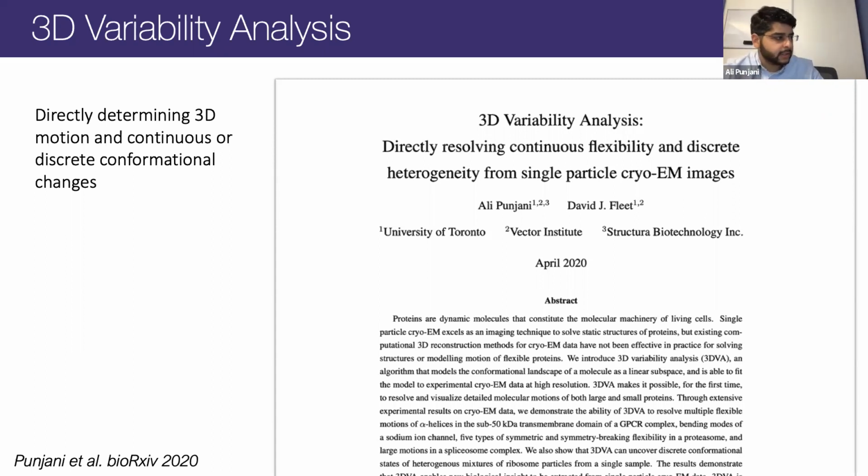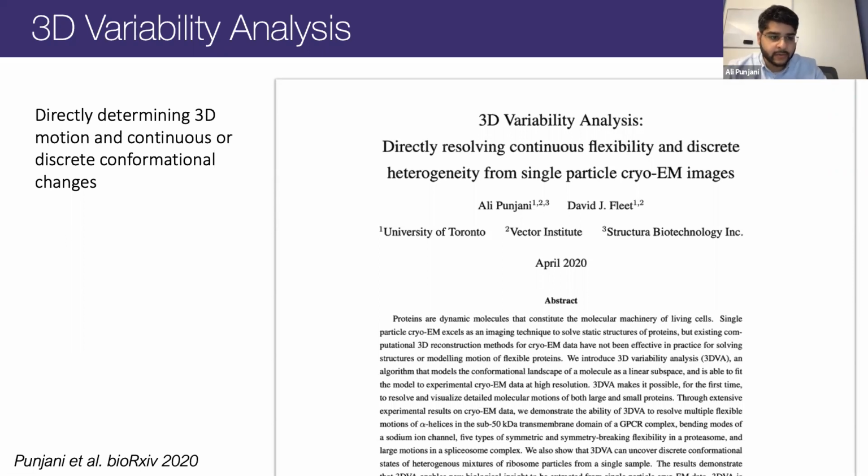I'm going to talk about exactly how it works and how to interpret the results. It's something that takes a little bit of thinking to make sure we understand collectively what it is that 3D variability does, what it models, what it doesn't model, what its limitations are. But overall, the purpose of it is to directly determine and resolve 3D motion and continuous or discrete conformational changes from a data set of particles without some of the pitfalls that we just discussed about clustering methods.